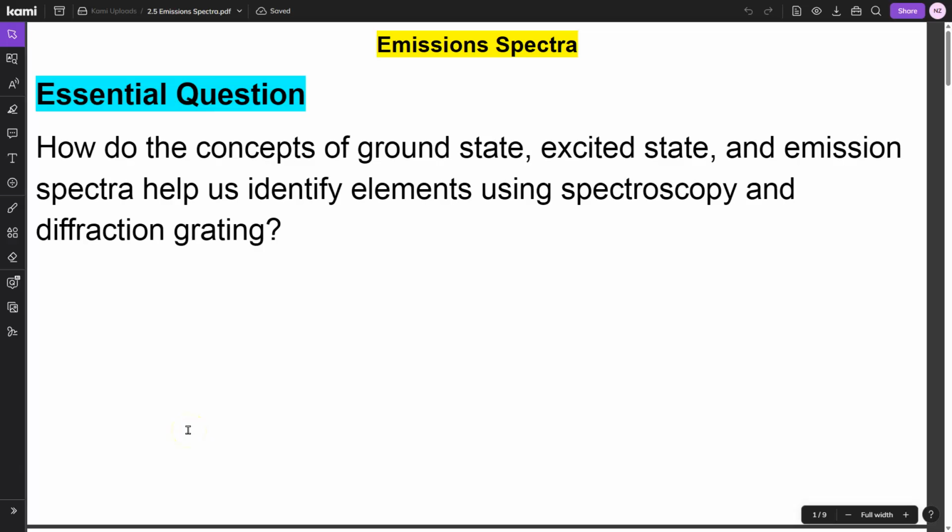In this video, we're going to go through emission spectra, and we're going to answer the essential question: how do the concepts of ground state, excited state, and emission spectra help us identify elements using spectroscopy and diffraction grating?